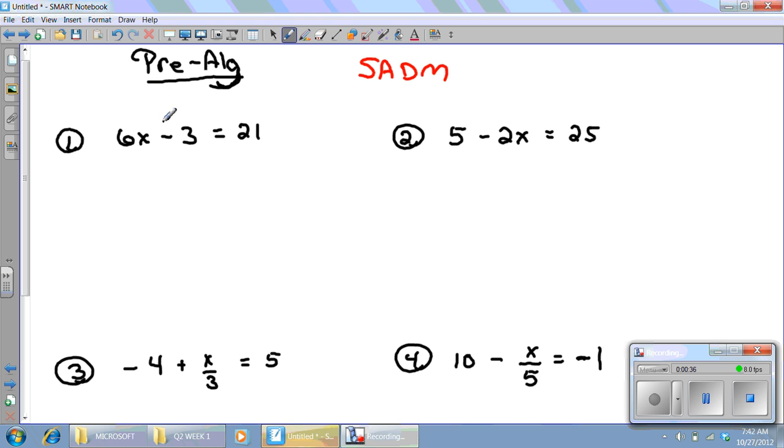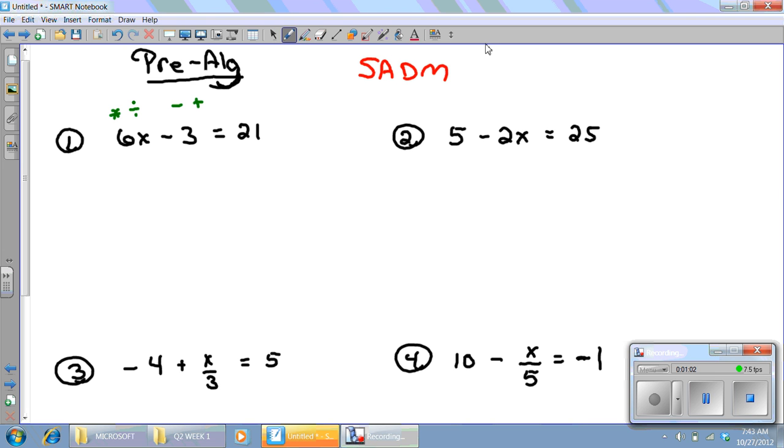All right, so let's look at equation number one. Looks very much like the problems you did yesterday. My goal is to get x alone. There's a 6 attached to the x. There's a 3 attached to the x. The 6 is attached by multiplication. I will undo that using division. The 3 is attached by subtraction. I will undo that. Okay, so I'll undo the subtraction by addition.